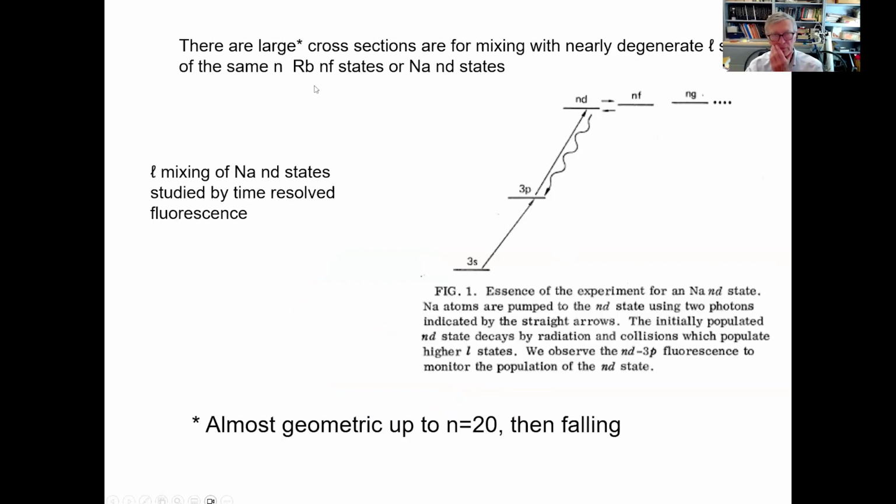So if you look at the rubidium nF states or the sodium nD states that are almost degenerate with the higher angular momentum states, you in fact find cross sections that are almost as large as the geometric cross section, up to about n = 20, and then they go down. Okay, so these cross sections are probably not really going to be a problem for making a Rydberg receiver.